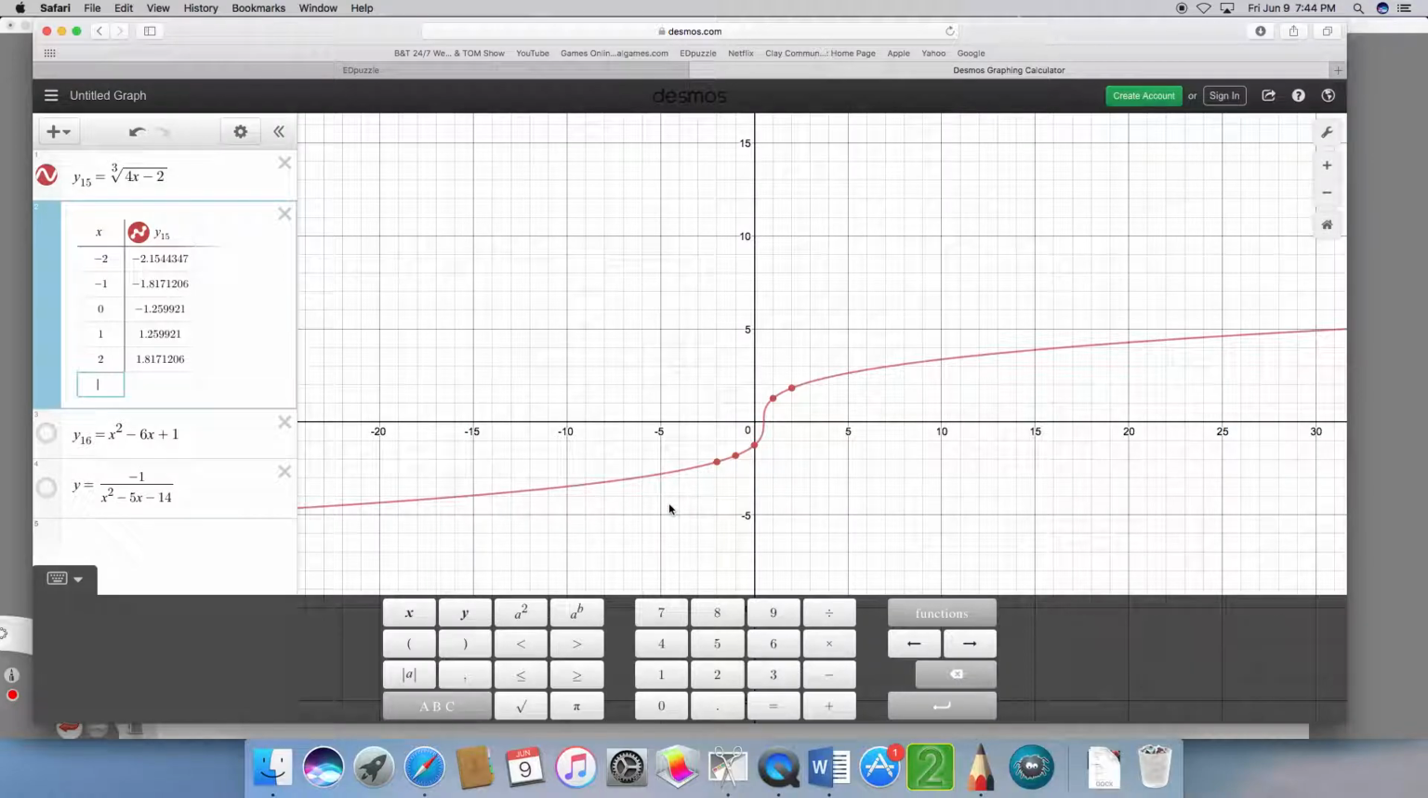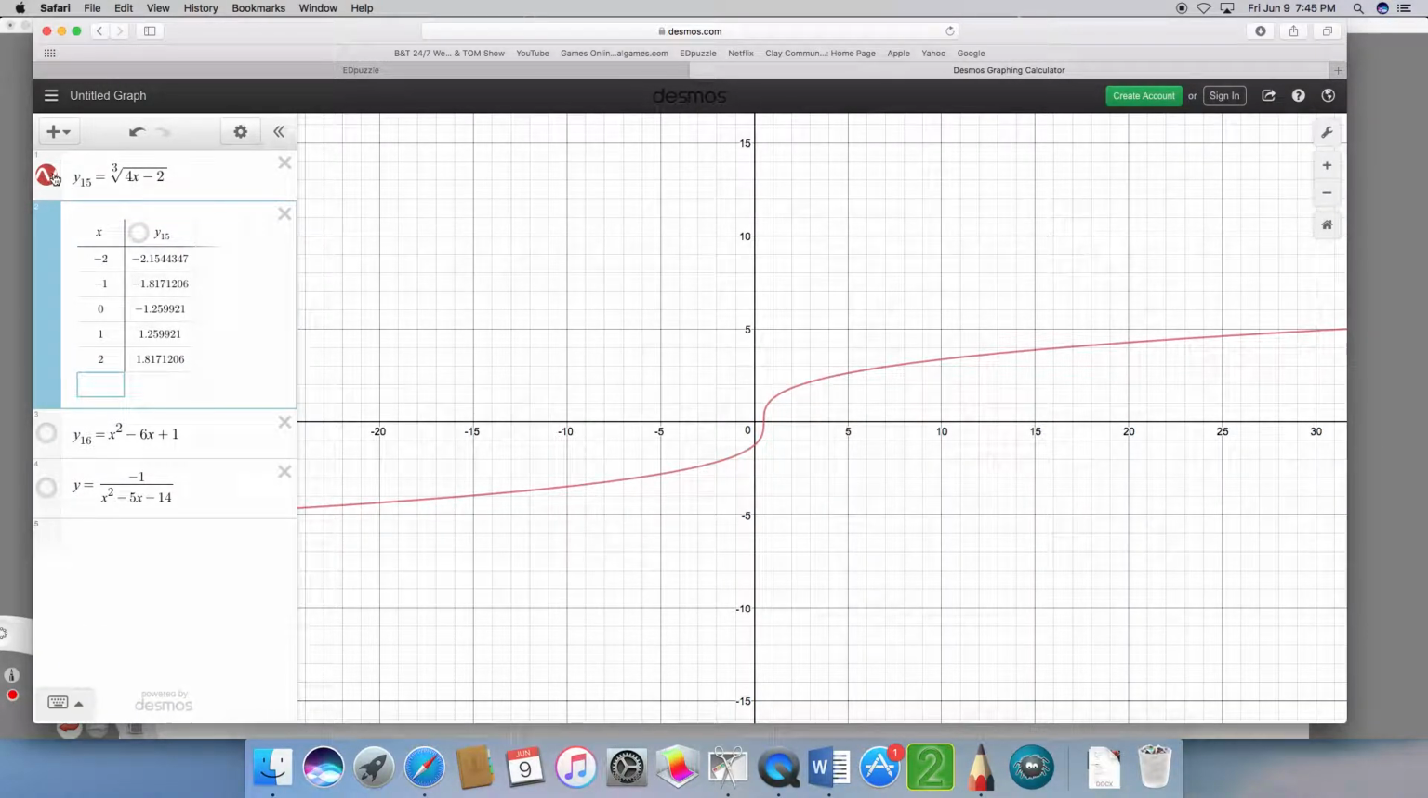So that's how I know that the domain is all real numbers, because as I move to the left here, it's going all the way out to negative infinity. And as I come in and move to the right through the graph, there are no holes, there are no jumps in the graph, all the way until I get to the right end there. And then it's going all the way out to positive infinity. So the range is clearly all real numbers.